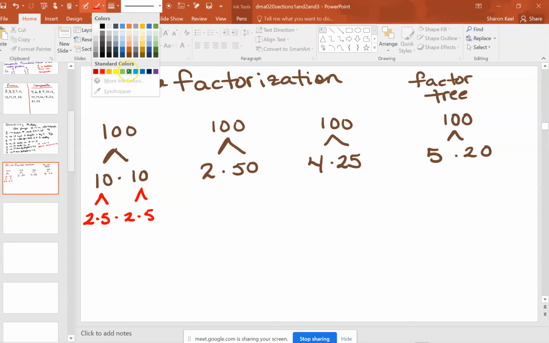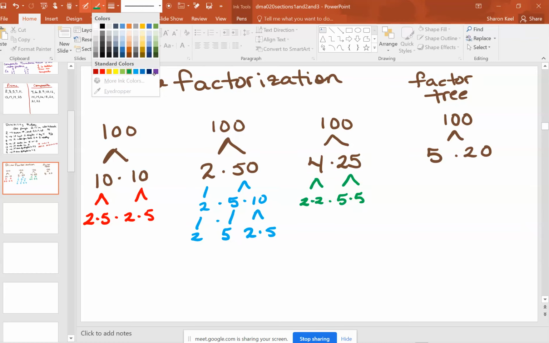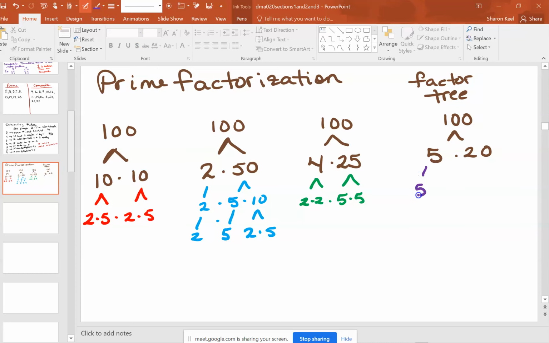With this next one, if I continue factoring, the 2 is a prime number. I can factor 50 into 10, but then I can still factor this 10 into a 2 times 5. So, do you see this factoring had to go out a little bit further? For this factoring, the 4 would be 2 times 2. The 25 would be 5 times 5. For this last example, I bring the 5 down. The 20 is going to be a 4 times 5. I can still factor that 4 into a 2 times 2.